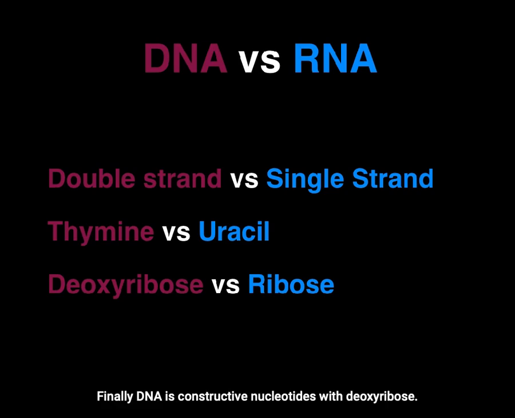Finally, DNA is constructed of nucleotides with deoxyribose, whereas RNA has nucleotides made with ribose. And again, there are different chemical approaches that can be used to determine which sugar is present in a given sample.